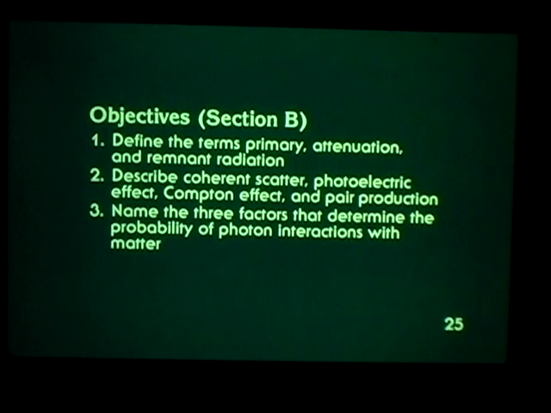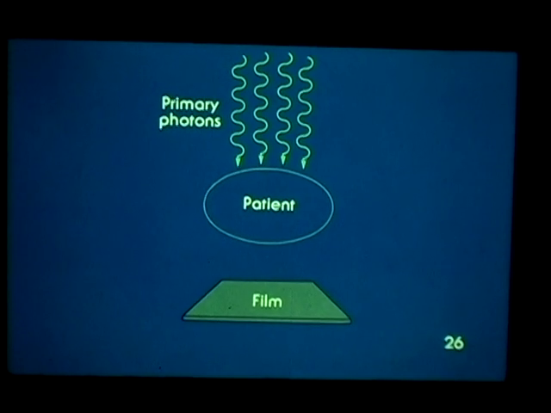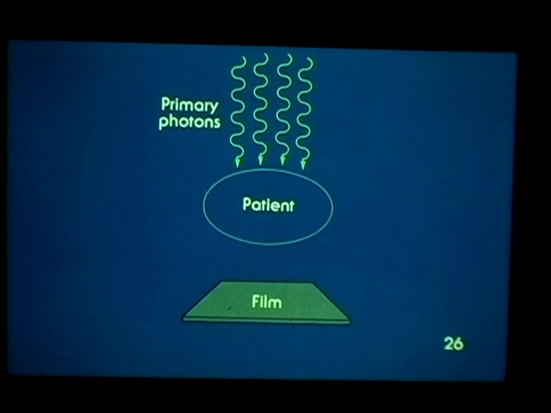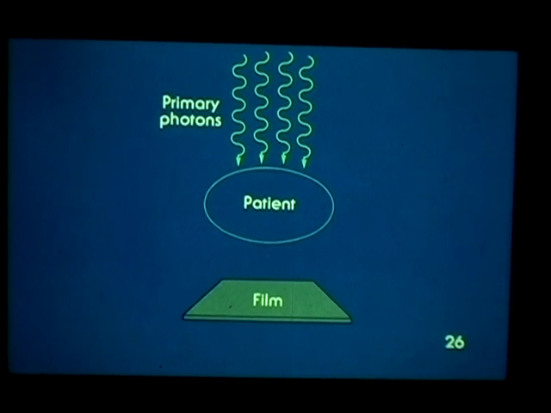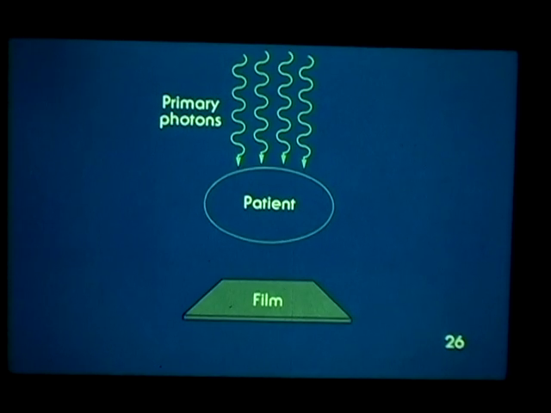Number 26. Here are 4 X-ray photons produced by an X-ray tube that are about to enter a patient. These photons are meant to represent the billions of photons that make up the X-ray beam before it strikes a patient. These photons are referred to as primary photons. A sheet of film is shown below the patient. In the following slides, we examine the fate of the primary photons, some of which pass through the patient and strike the film. Those that strike the film are responsible for the radiographic image.